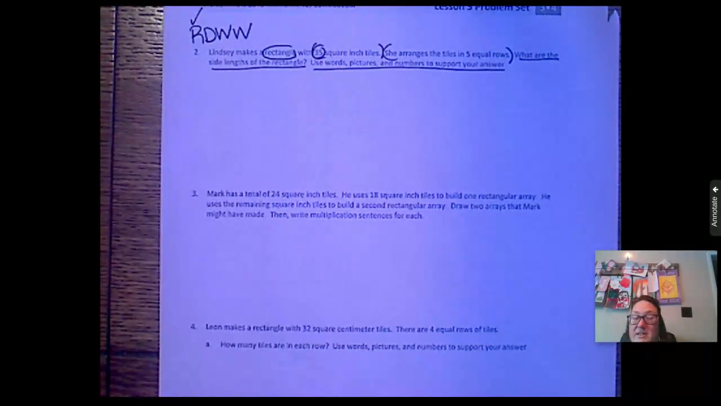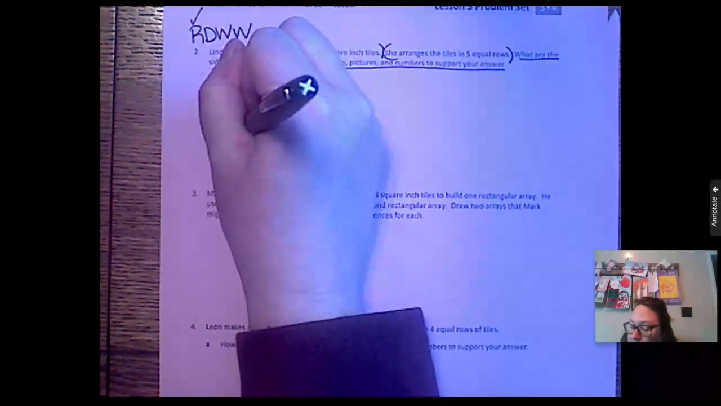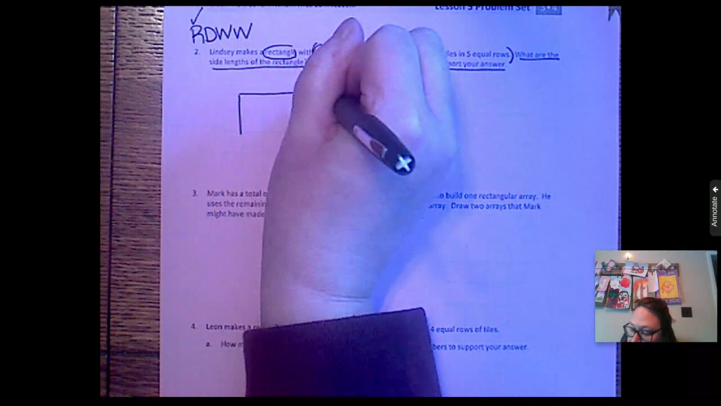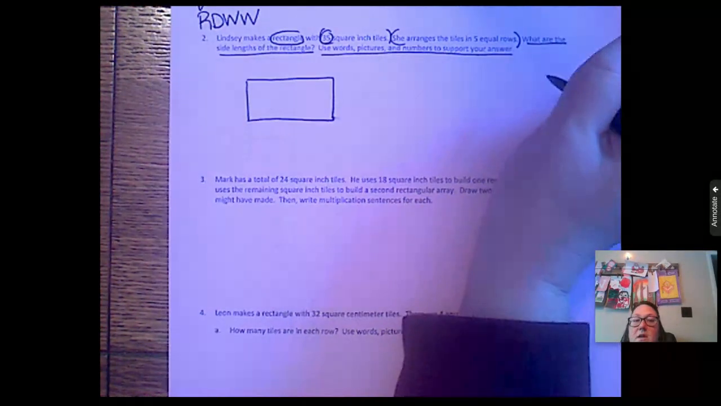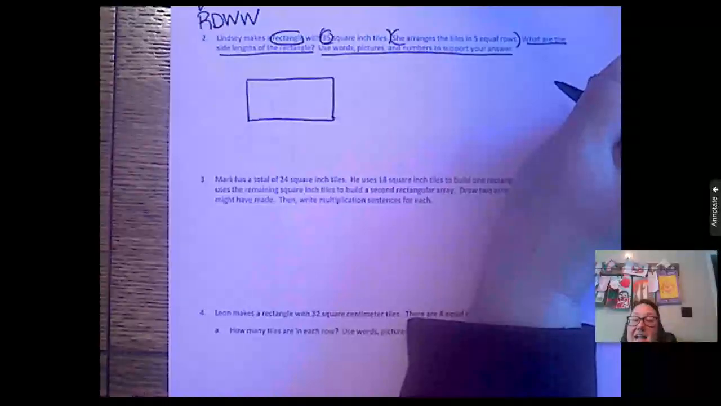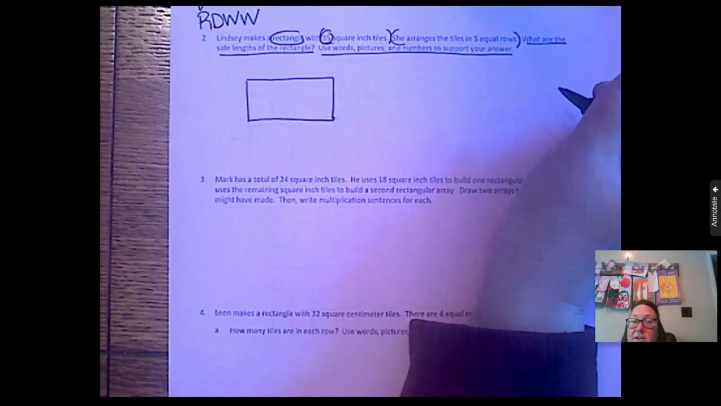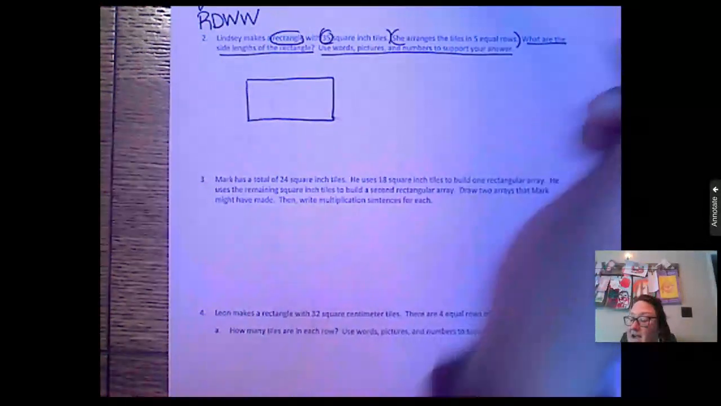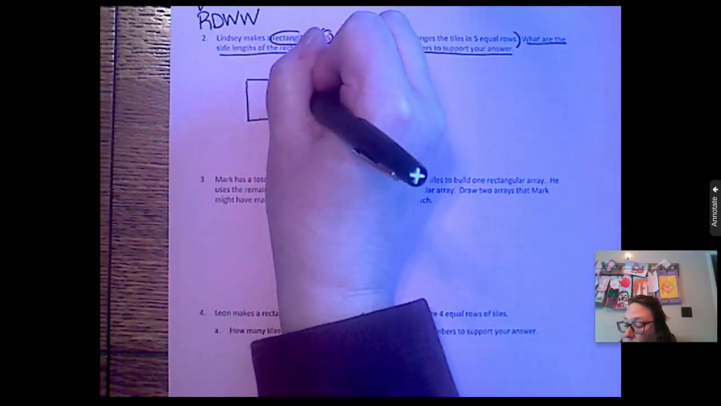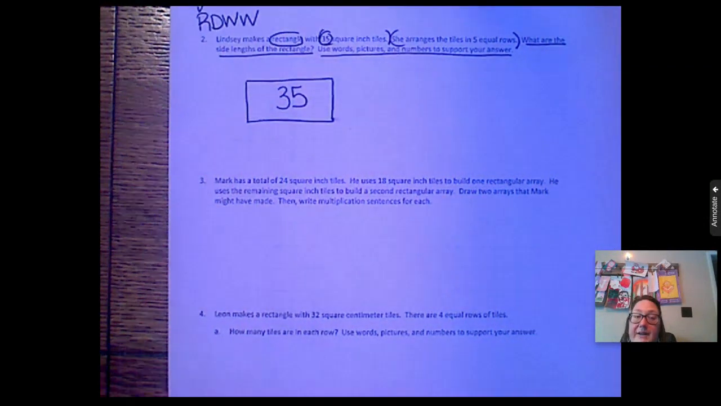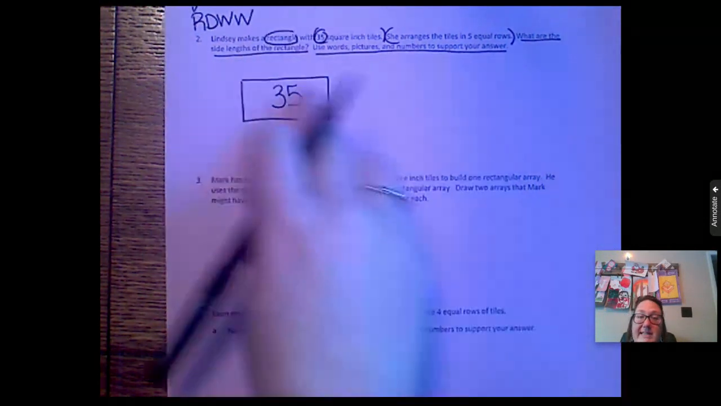All right, so there's my read. Now, I'm going to do this a little bit different. I'm not going to do a tape diagram because it's a rectangle. And even though a tape diagram is a rectangle, it'll still be a little bit different. So she makes a rectangle. So let's draw a rectangle. Okay. And it says with 35 square inch tiles. So I know that the total is 35. So I'm going to put 35 right in the middle, right? Because when we find area, we're finding how many square tiles it takes to fill up the inside of a shape. So I'm going to put 35 in there.